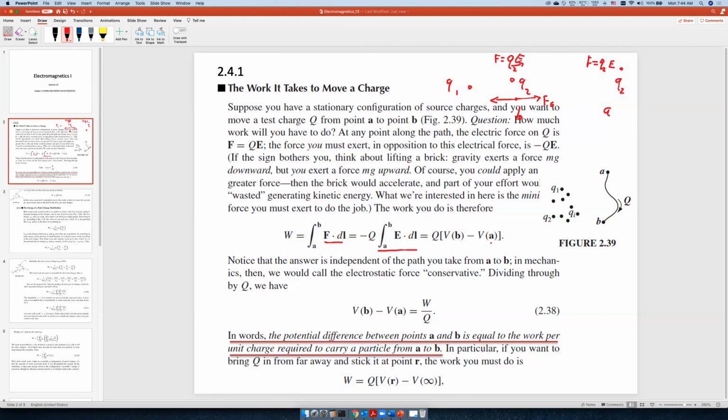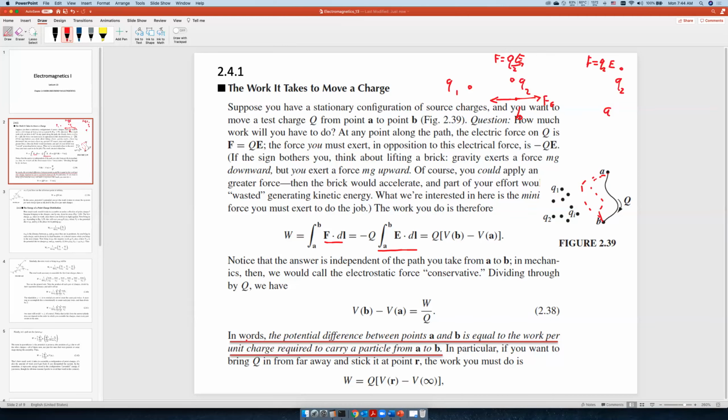We have been talking about this many times, and we call this a conservative force. No matter which path you choose, this path or that path, it doesn't matter. The potential difference between A and B is independent of the path, so it's called conservative.